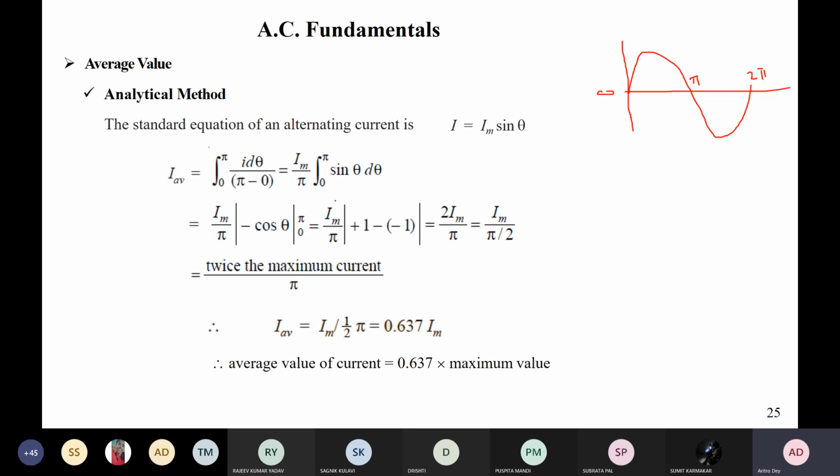I is equal to Im sine theta. So Im we can take out, and if you integrate, you get 2 Im by pi, or Im by pi by 2. So it is twice the maximum current divided by pi. Now you can find I average equal to this. Because pi is equal to 3.14, it is 0.637 of the maximum value.